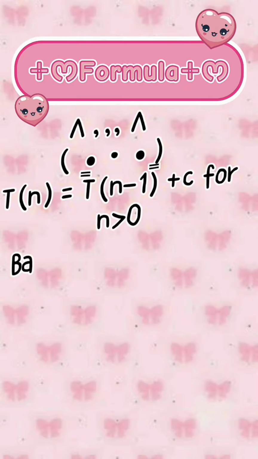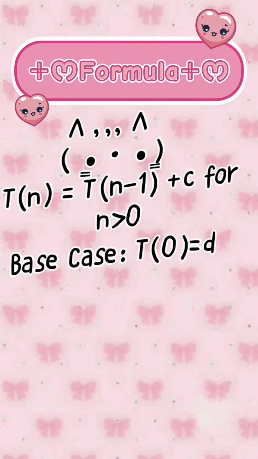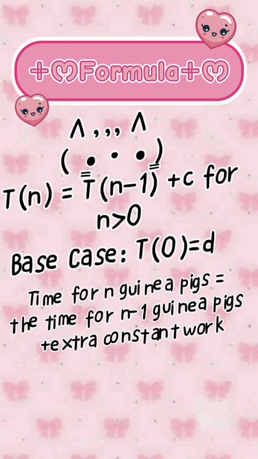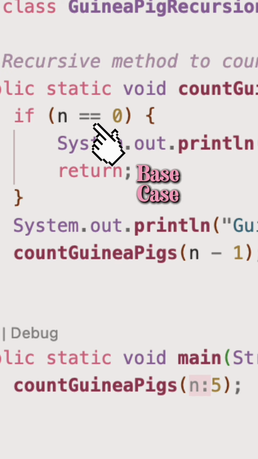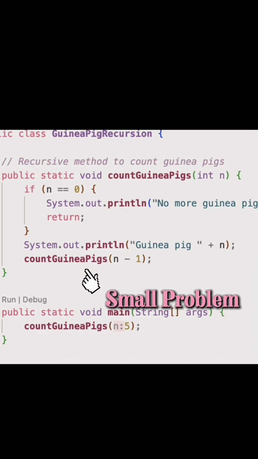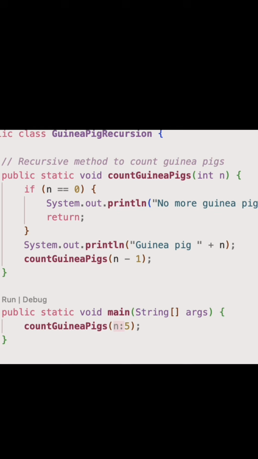Now let's plug this into the recursion formula. This is a math equation that describes how long a recursive algorithm takes based on two things: 1, the smaller problems it calls itself on, and 2, how much work it's doing outside that problem. We know the base case, which is when n equals 0, and when we print the number of guinea pigs, that is the constant work. Then when we call the count guinea pigs method, that is the smaller problem. So we have one recursive call on n-1 and constant work each time.